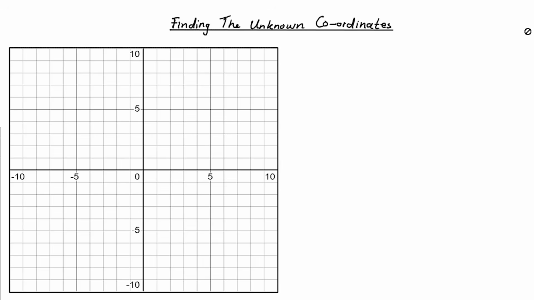Now, for this lesson, we're going to be finding unknown coordinates, right? So, you know how to calculate the distance, you know how to calculate the gradient, you also know how to find the midpoint for a given line, okay? But what happens if instead of being given all the coordinates, you are now given the length and you are asked to calculate the missing coordinate, right?